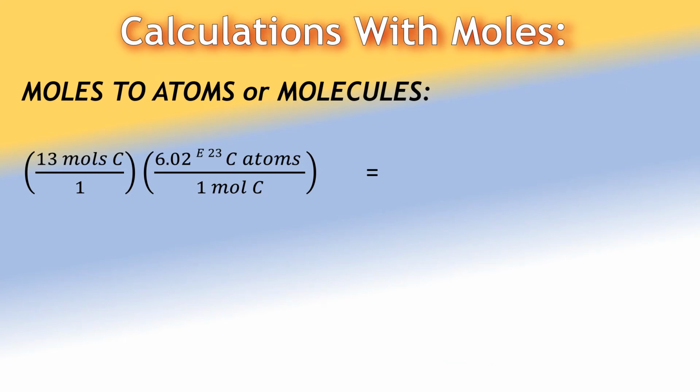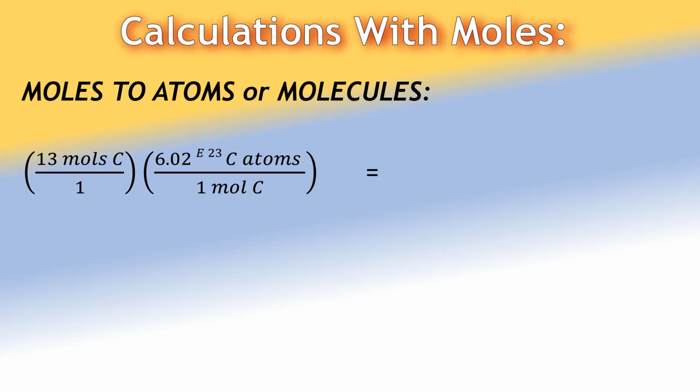Let's say we want to figure out exactly how many atoms or molecules are involved. Okay, so we have 13 moles of carbon. We want to know, well, about how many atoms is that? Well, we write 13 moles of carbon over 1 as a fraction inside parentheses. And since we have moles of carbon on top of the first expression, we're going to have moles of carbon on the bottom of the next expression.